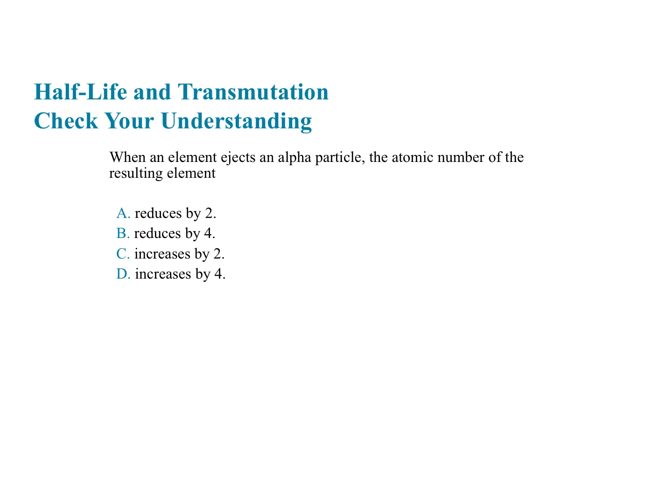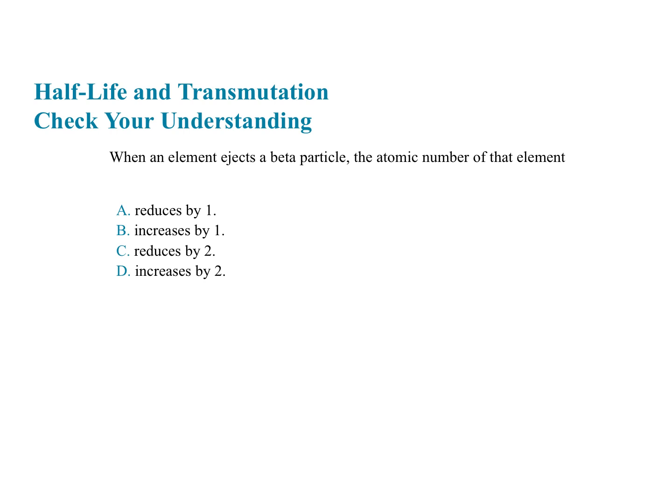All right, let's check our understanding. The question is, when an element ejects an alpha particle, what happens to its atomic number? We know that an alpha particle is 2 protons and 2 neutrons. So if it ejects an alpha particle, it's lost 2 protons. That's what determines its atomic number. So its atomic number will decrease by 2, and the answer is A. It reduces by 2.